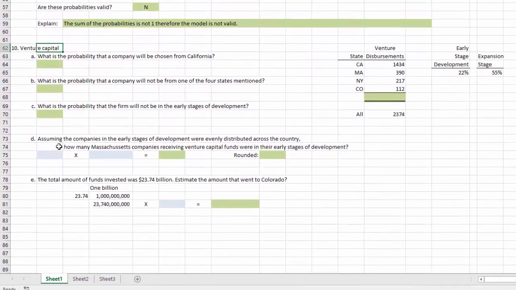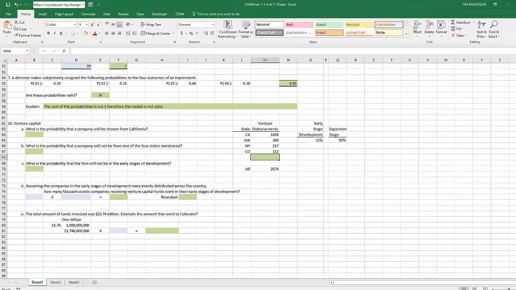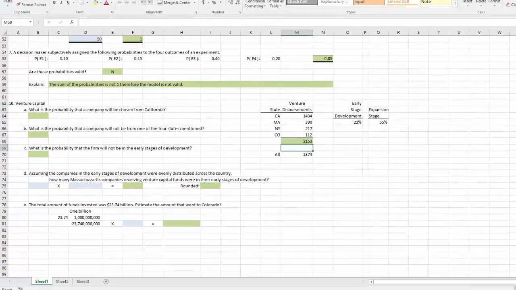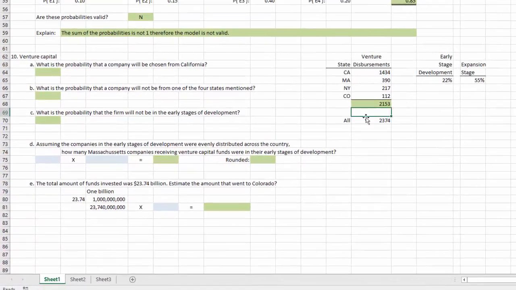Looking at number 10 here, we look at venture capital. What is the probability that a company will be chosen from California? Well, looking at our values here, we have the state of California. There's 1,434 venture disbursements there, 390 in Massachusetts, 217 in New York, and 112 in Colorado. If I sum this value here, I have 2,153. Well, if I look at all states, there's 2,374 ventures across all states. It looks like they only captured 4 states here, so we know we're missing some.